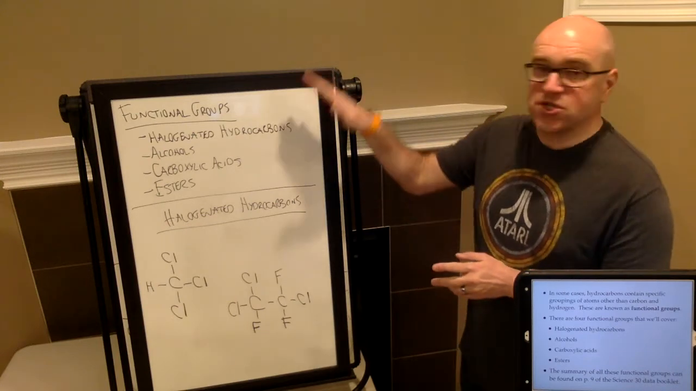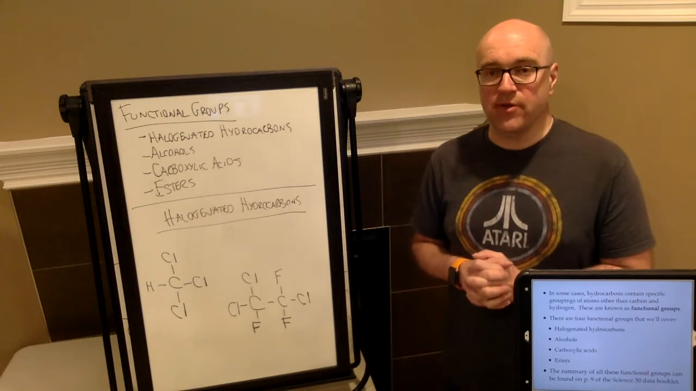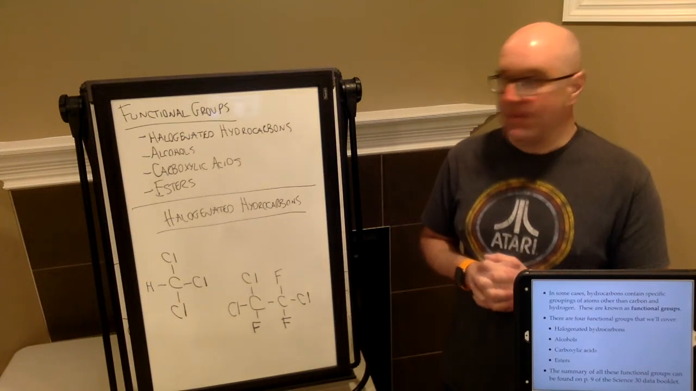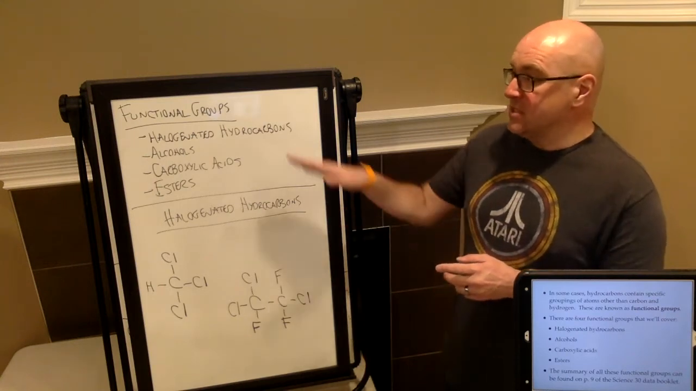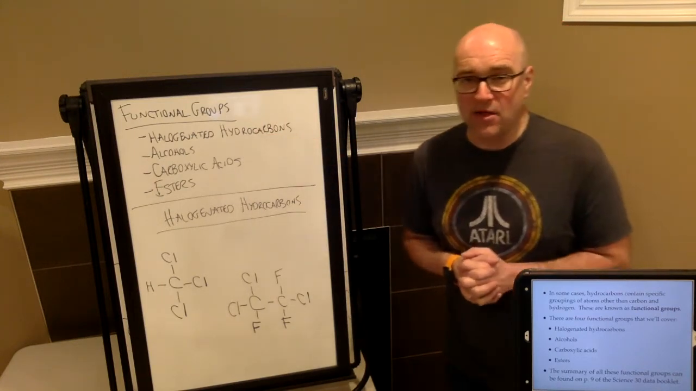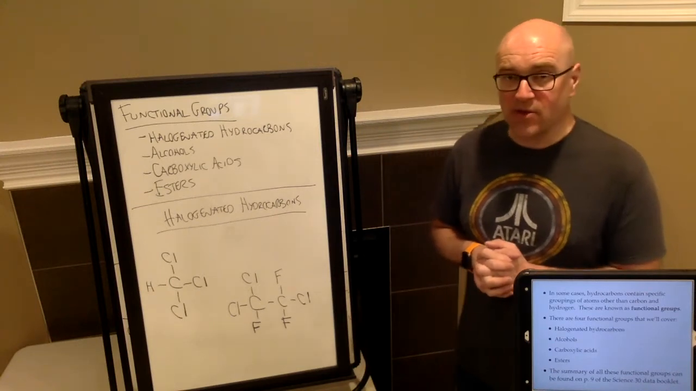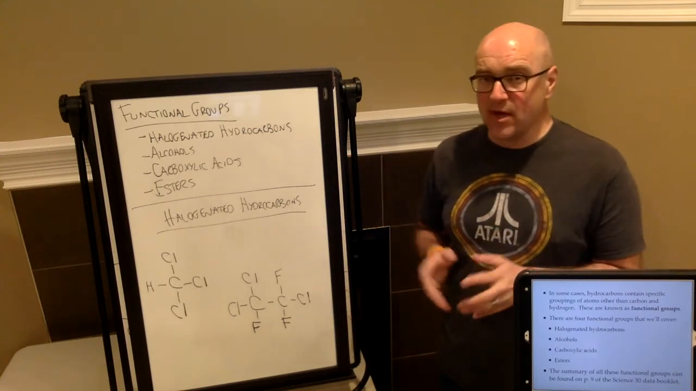There are four functional groups that you're going to need to be familiar with in this course. We're going to deal with only one today. The next video is going to be discussing the other three. But today we're going to be discussing the first one, which are halogenated hydrocarbons. We're then eventually going to be discussing alcohols, carboxylic acids, and esters as well.